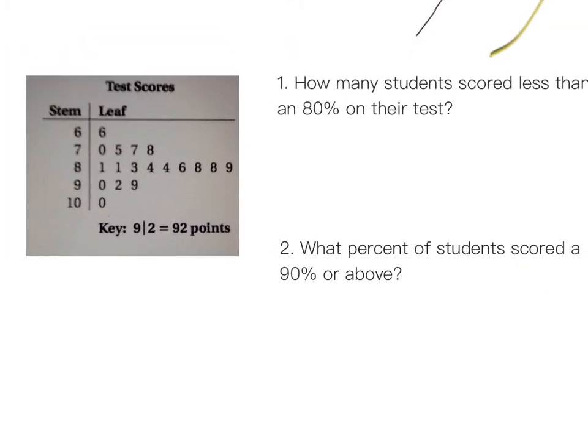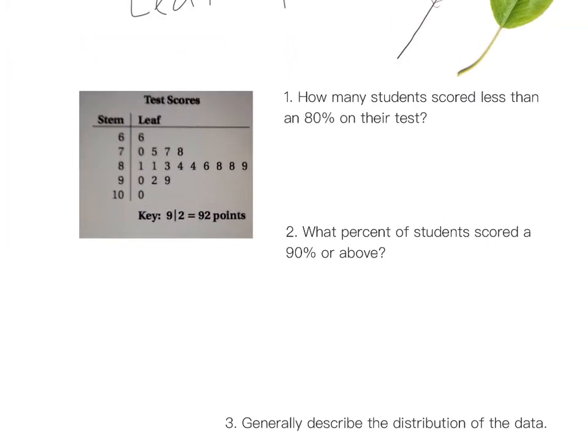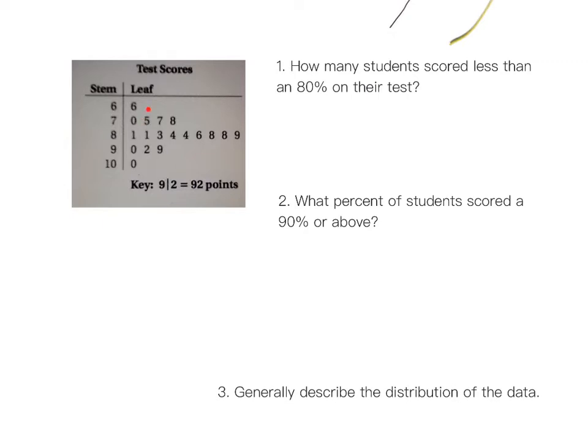So how many students scored less than 80%? Well, each leaf represents an individual student. So how many people scored less than 80%? Well, we have 1, 2, 3, 4 leaves there and 1 there. So we got 5 students scored less than 80%. Pretty easy, right? All right, how about this one?